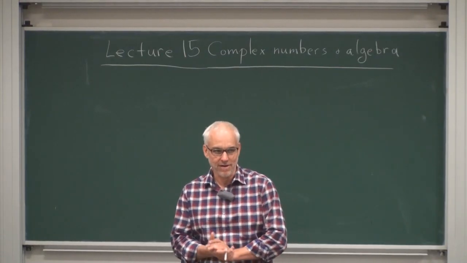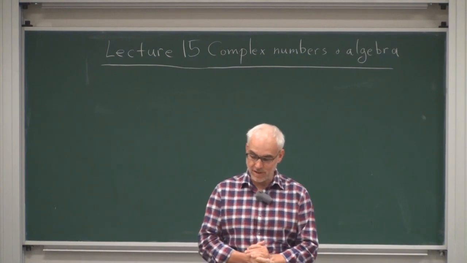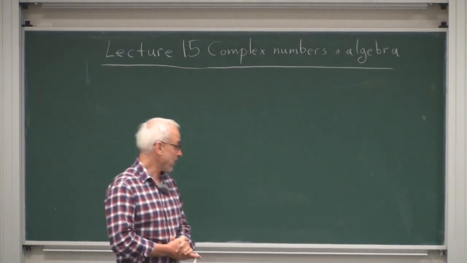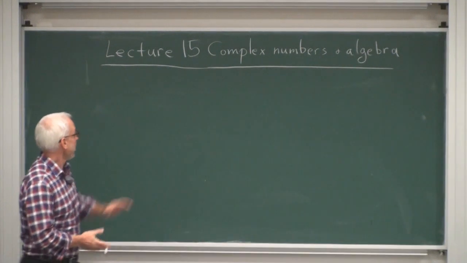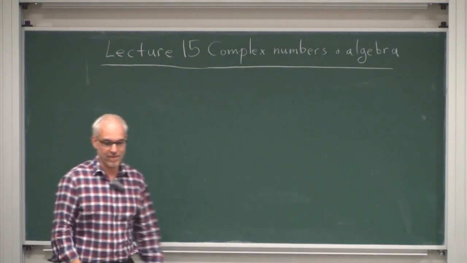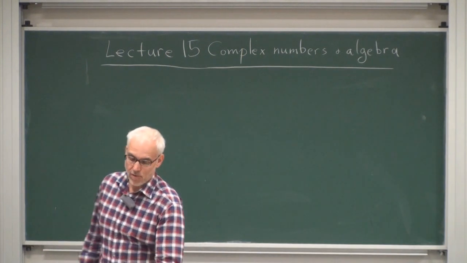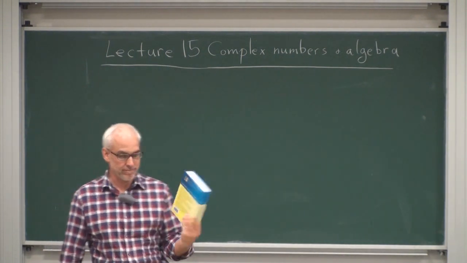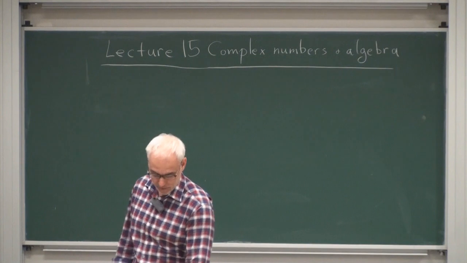Good afternoon, everyone. I'm Norman Wildberger, and we're here at the University of New South Wales in this course on the history of mathematics. And we're in lecture 15 today, Complex Numbers and Algebra. We're following John Stillwell's book, Mathematics and Its History. I think we're in chapter 14 of that book.